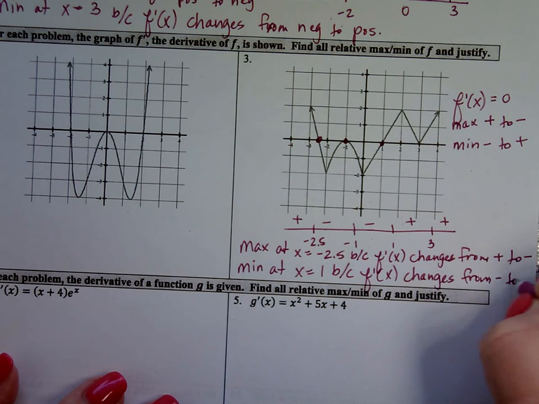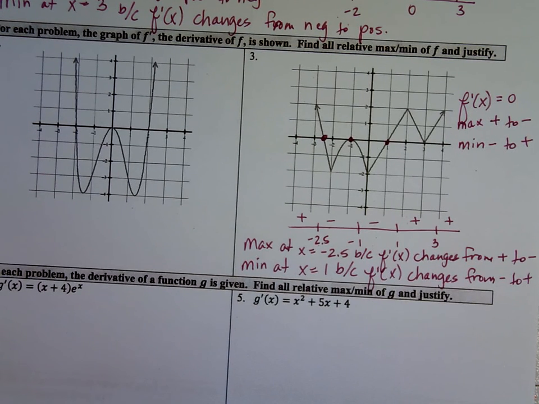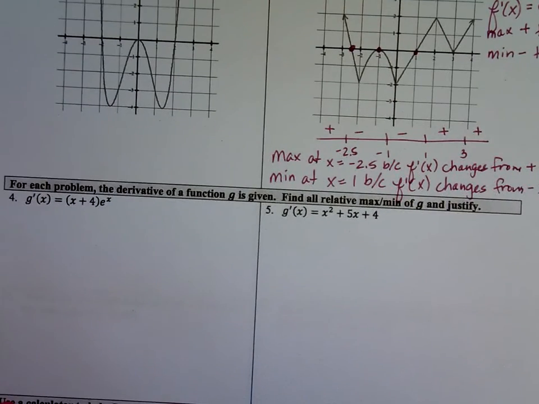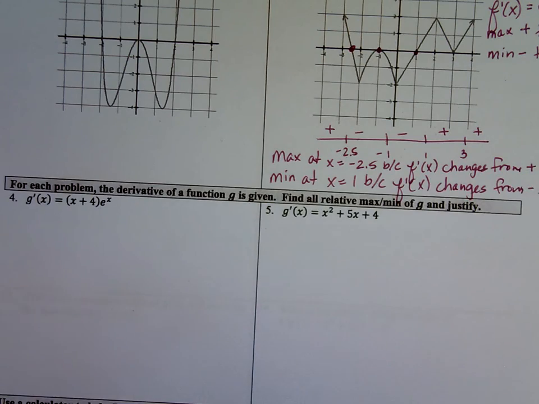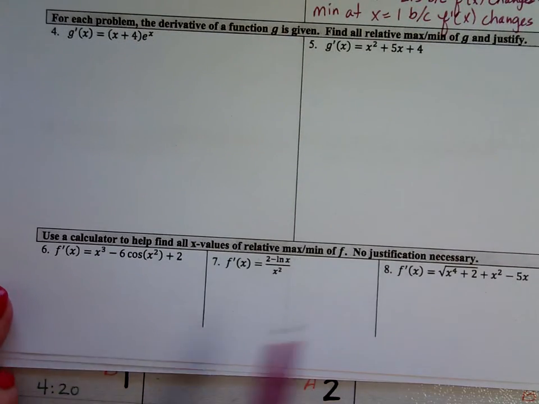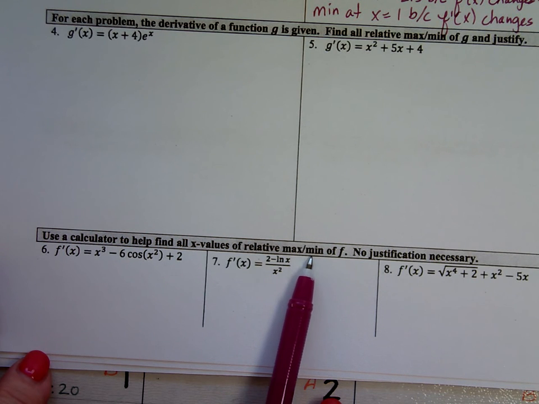Okay. Next set says, for each problem, the derivative of the function is given. Find the relative maximums and mins. So they're already giving you the first derivative. All you need to do is set it equal to 0, solve for your critical points, and make your sign chart and such. So I don't think that's anything new. If I go to number 6, use a calculator to help you find all the x values of relative maximums and minimums. No justification necessary.